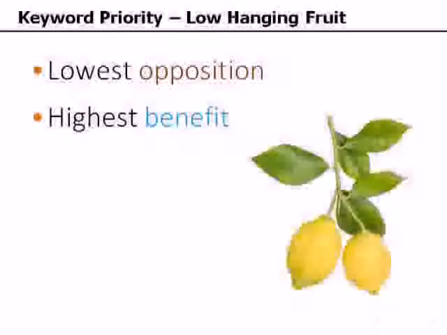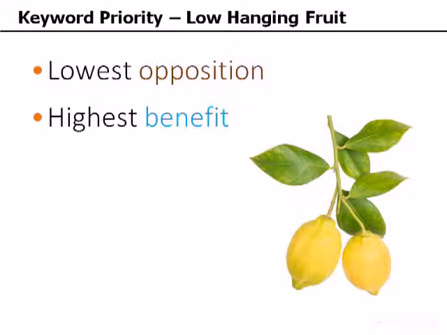So when we create our spreadsheet, we know that the ultimate outcome is to find and establish the quote-unquote low-hanging fruit in our keyword and SEO strategy. And the low-hanging fruit are those keyword phrases with the low opposition and high benefit. And both of these terms are relative.